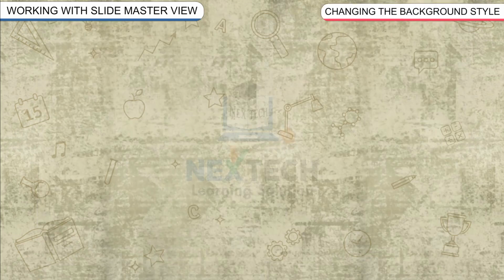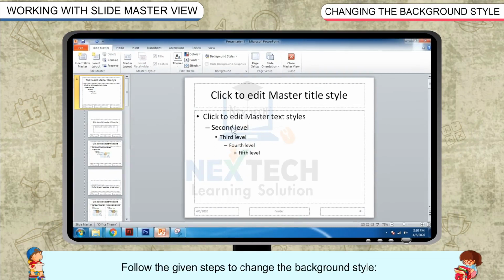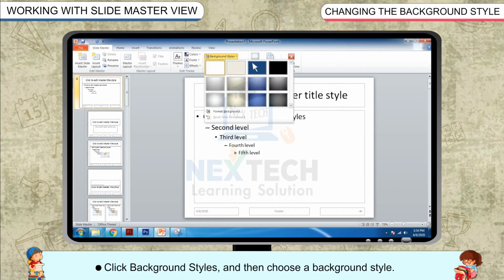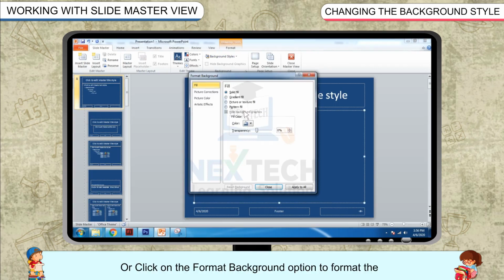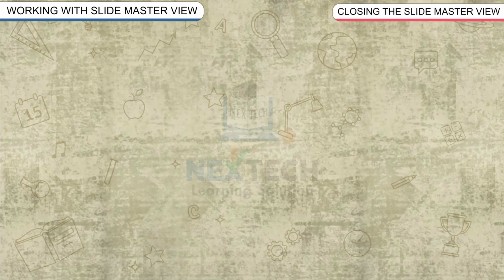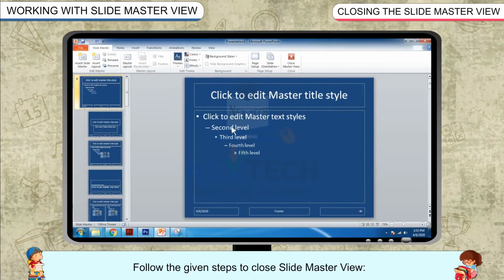Changing the background style. Follow the given steps to change the background style. Click Background Styles and then choose a background style, or click on the Format Background option to format the background as per your requirement. Closing the Slide Master View. Follow the given steps to close Slide Master View. On the Slide Master tab, click Close Master View.